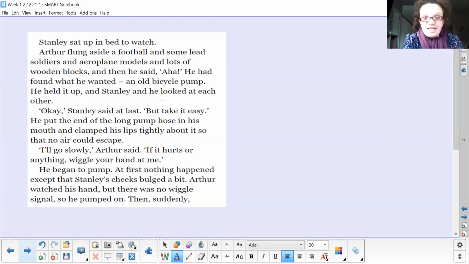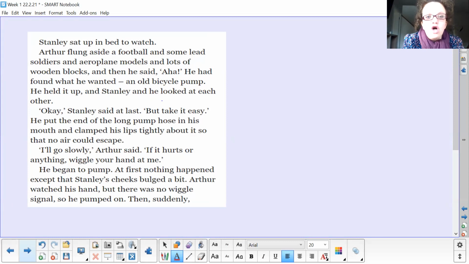So, Stanley sat up in bed to watch. Remember, Arthur had an idea how to help Stanley. He was rummaging through his bedroom. Arthur flung aside a football and some lead soldiers and an aeroplane models and lots of wooden blocks. And then he said, aha! He had found what he wanted, an old bicycle pump. He held it up and Stanley and he looked at each other. Okay, Stanley said at last, but take it easy.